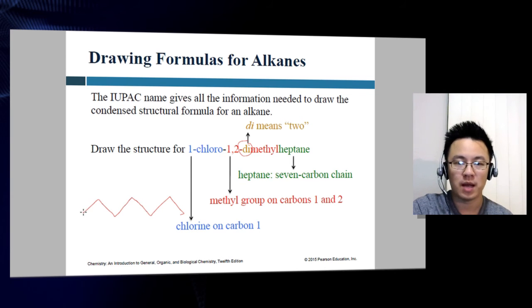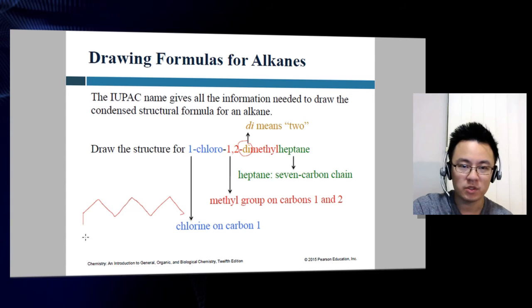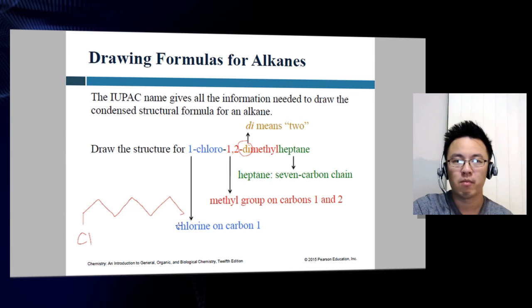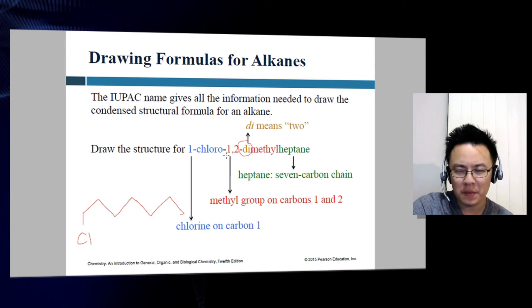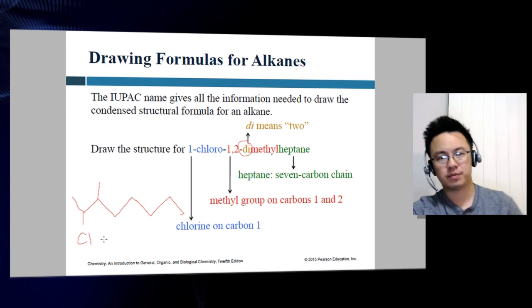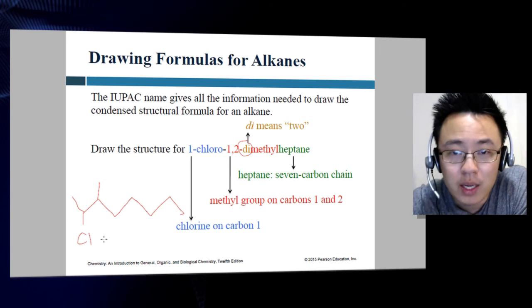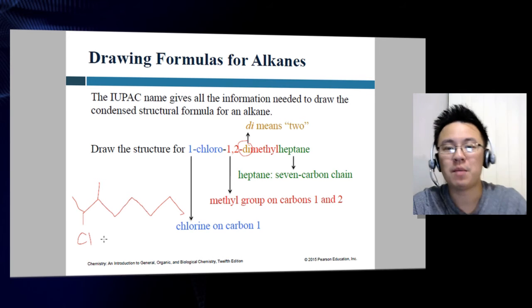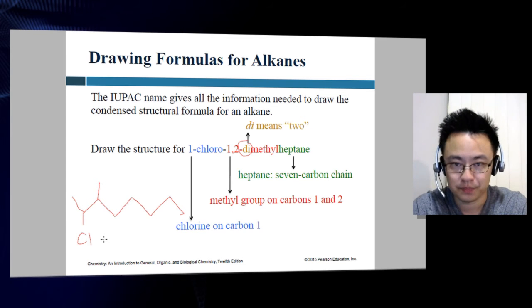1-chloro. Well, I'm going to say this is 1. So here we have a chlorine atom. And then we have 1,2-dimethyl. So a carbon 1 and carbon 2. I have a methyl group. So here's carbon 1. Another methyl group right over there. And then we have here 2 right over there. So we have here 1-chloro-1,2-dimethyl heptane.